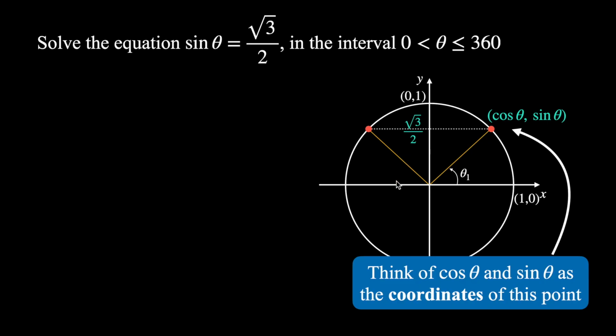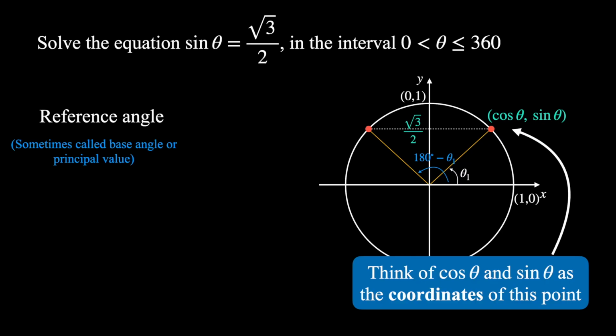For example, because I know the angle in here is going to be the same as this angle I've labeled theta 1, then this angle of rotation to the second point on the circle is going to be 180 take theta sub 1. This initial angle I call the reference angle, sometimes also called the base angle or principal value. I don't know why it has different names. It doesn't really matter what you call it. It's just the idea that we're finding this first angle to the first point, and that's going to allow you to find the rest of the solutions.